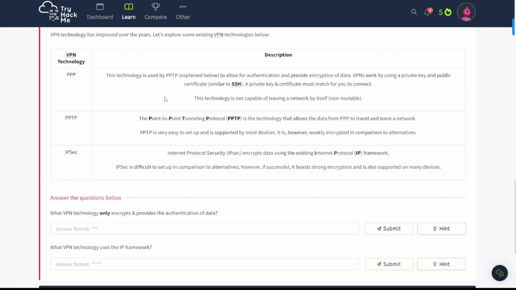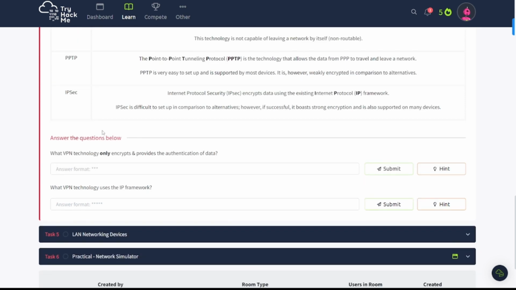VPNs work by using a private key and public certificate similar to SSH. A private key and certificate must match for you to connect. PPTP, the point-to-point tunneling protocol, is the technology that allows the data from PPP to transfer and leave a network. IPsec, Internet Protocol Security, encrypts data using the existing Internet Protocol framework.